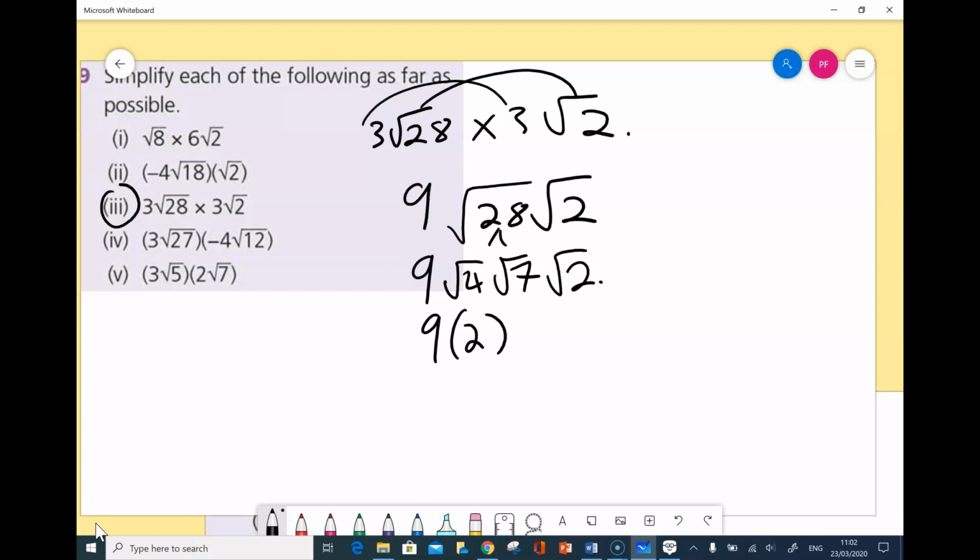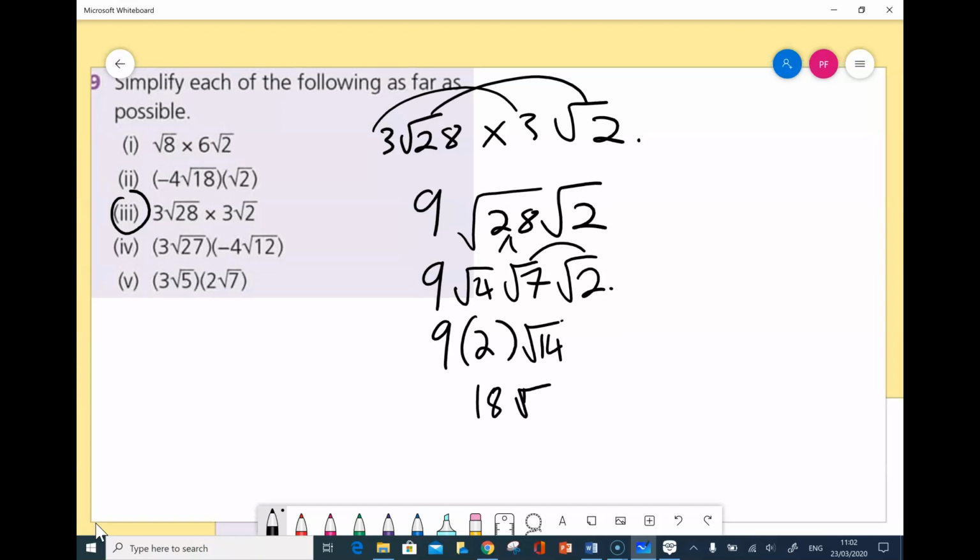Now, there's no way of simplifying root 7. There's no way of simplifying root 2. So sure, look, I might as well multiply them together. That'll give me root 14, and 18 root 14. Now look, I can break the 14 up into 7 and 2 again, but I'm not too sure that makes it any simpler.